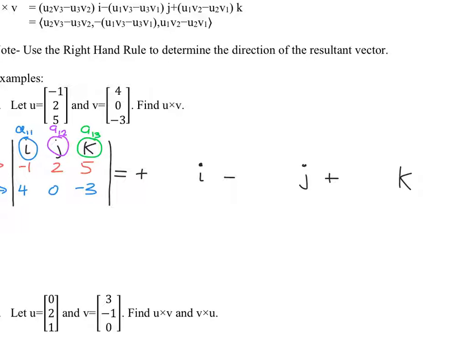All right, so if I ignore the row and column that contains the I, I have a matrix 2, 5, 0, negative 3. If I ignore the row and column containing the J, purple is what I should have gone with here, I'd be looking at negative 1, 5, 4, negative 3. And if I ignore the row and column containing the K, I'll be looking at negative 1, 2, 4, and 0.